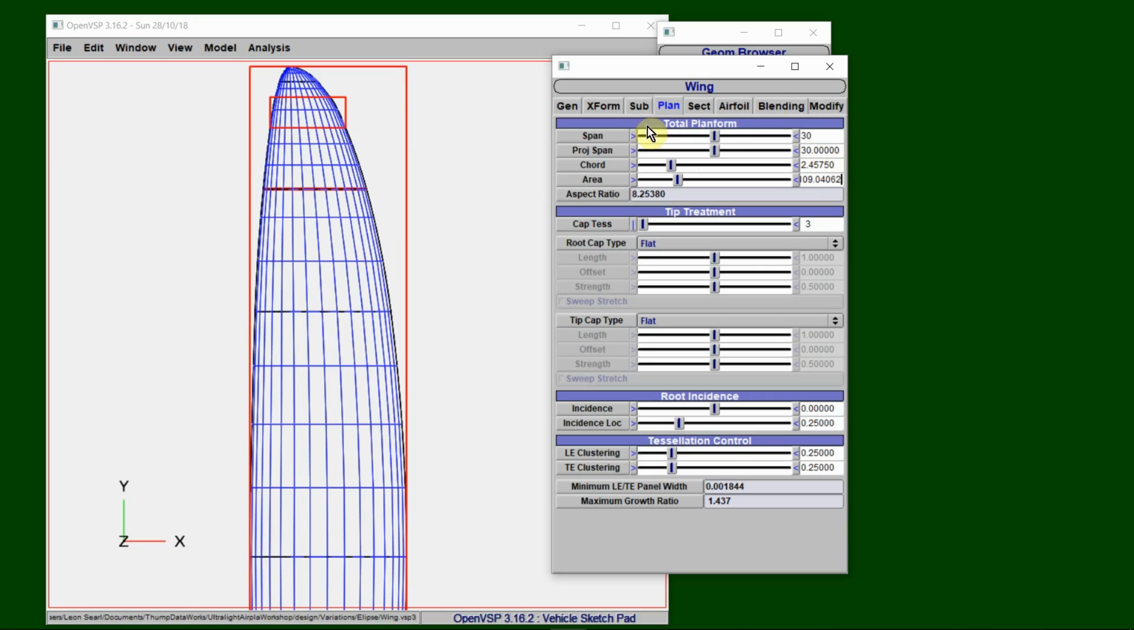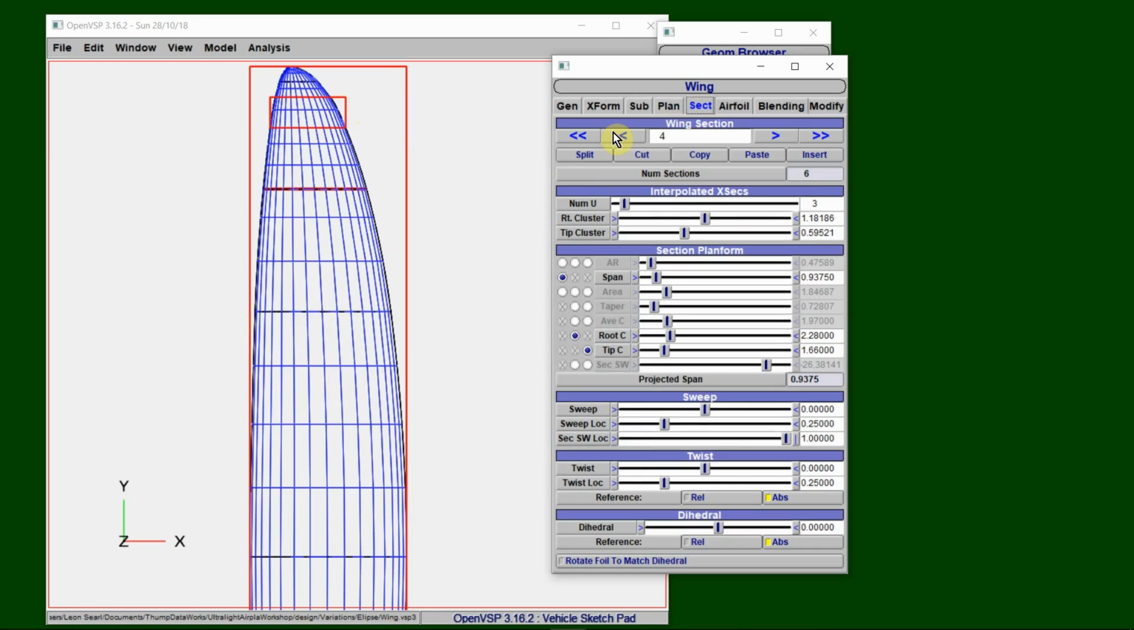What I had to do for this is cut this up into many sections. And let me show you that real quick. We're seeing one section there, but I'll come back to the first half section. OpenVSP is responding a little bit slow at the moment. I haven't figured out why that is.